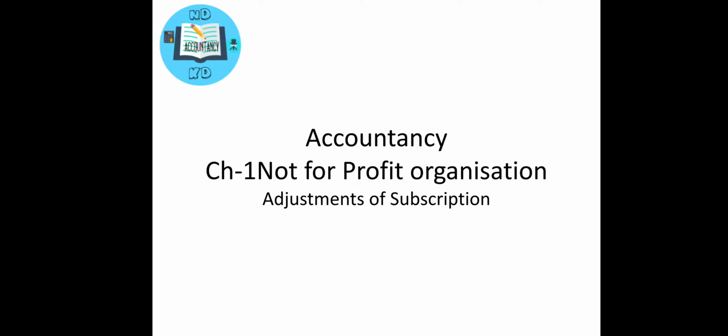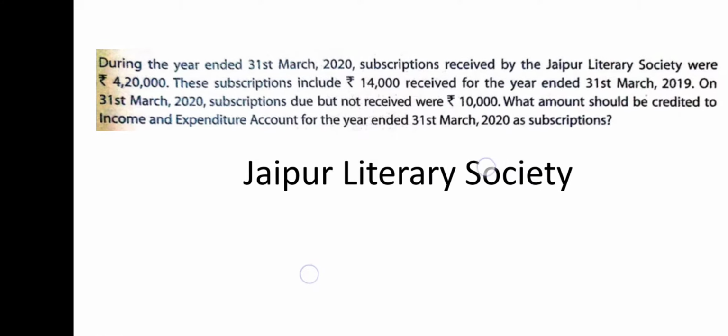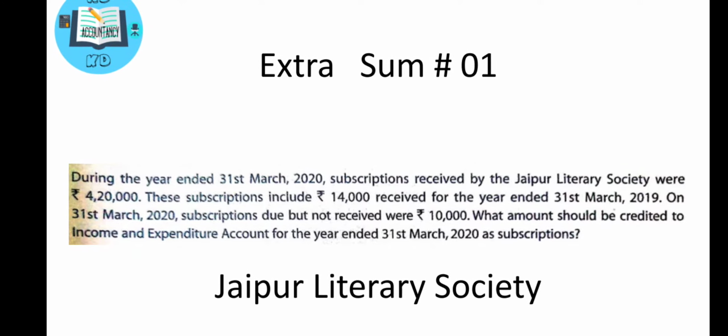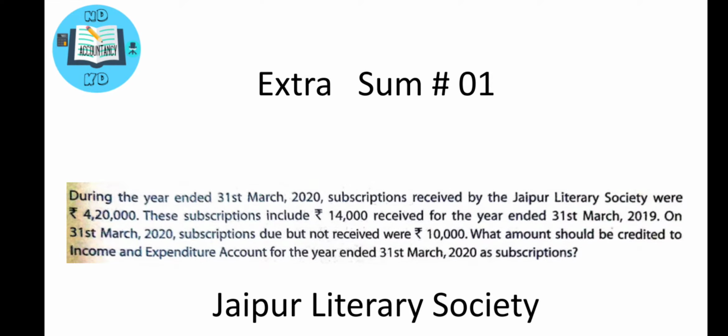So first I will make you understand the adjustments with respect to the subscription, then we will go on with the other sums of 6, 7, 8, 9. So first, extra sum number 1 I had given: during the year ended on 31st March 2020, subscription received by Jaipur Literary Society was rupees 4,20,000. This subscription includes 14,000 received for the year ended on 31st March 2019. On 31st March 2020, subscription due but not received is 10,000. What amount should be credited to income and expenditure account for the year 2020 as subscription?